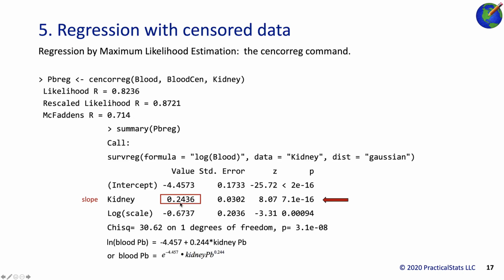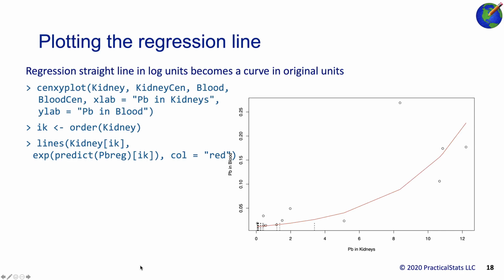You get a slope. Here's the slope of lead in kidneys, and the Y variable is the log of the lead in blood, and that slope is 0.24. It gives you a p-value for that, which is small, saying it's significant. You should keep kidney lead in as a predictor of lead in blood. You can write out that equation, the intercept and the slope times kidney lead for the logs, and then you can exponentiate it, and then you have this equation, which will be back for lead in blood in the original units, and that will look like a curve. And so you can plot them in that way.